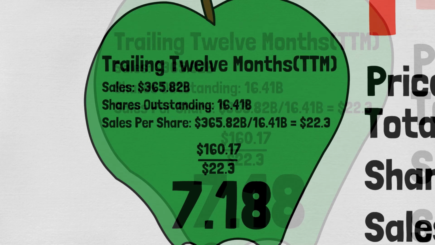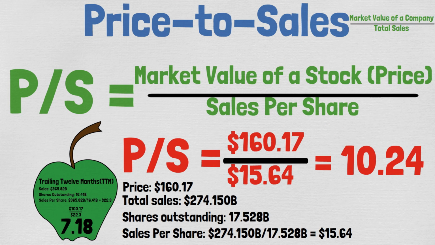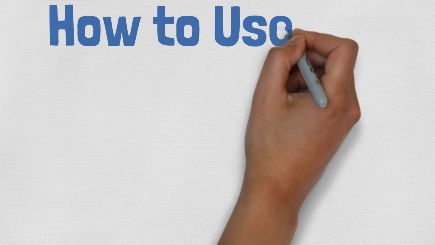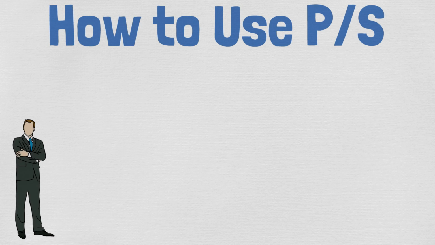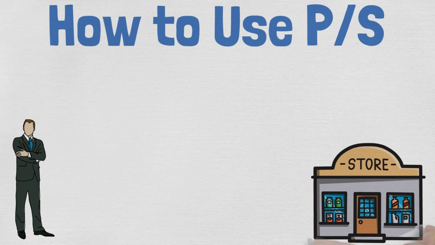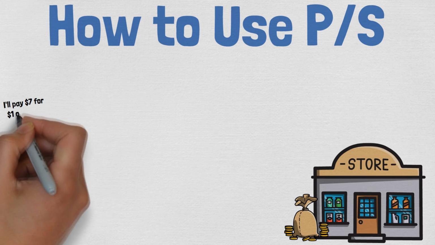Now that we know how to calculate the price to sales ratio, let's take a look at how we can use it. It is one of the tools that investors use to evaluate a company, and it shows us how much investors are paying for $1 of sales. This means that if the price to sales ratio is 7, investors are paying $7 for every dollar of the company's sales.